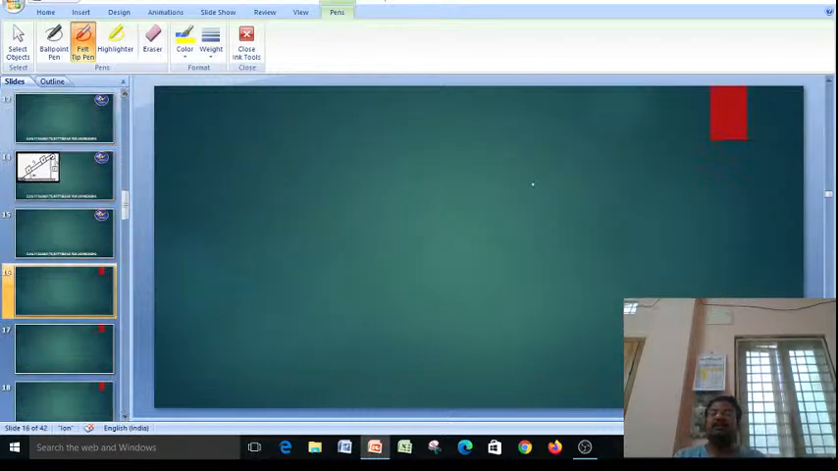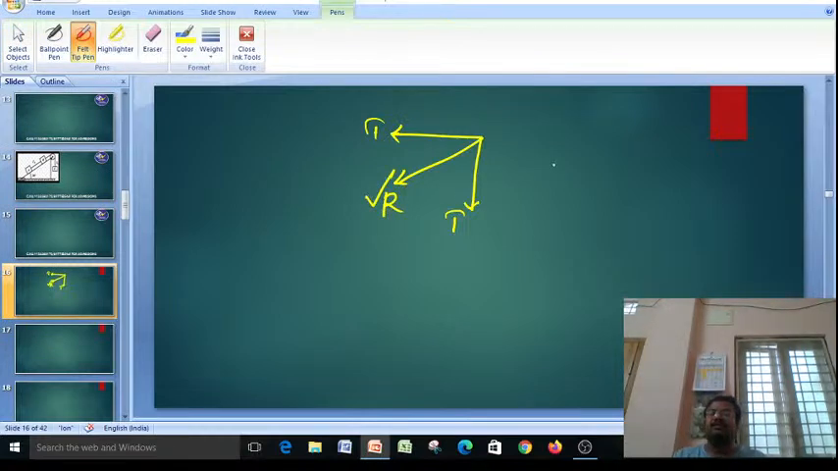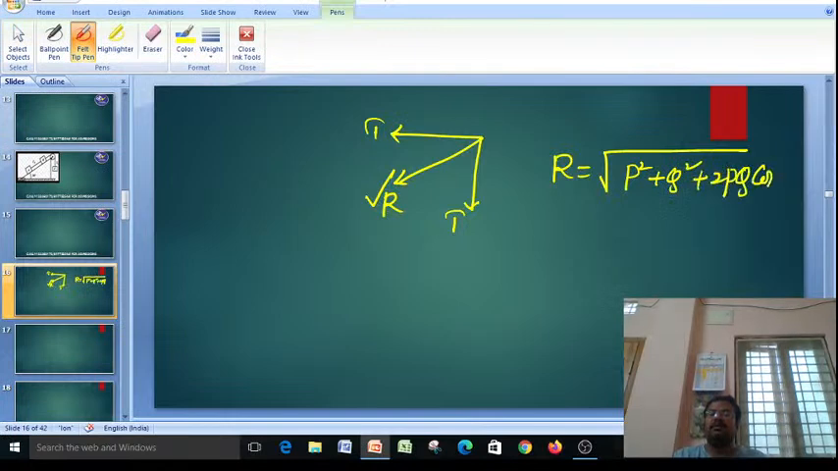So two vectors are acting perpendicular to each other, like this, for example. So tension T, tension T, both are vectors acting perpendicular to each other. Then what about the resultant? Resultant R. So it is not reaction, it is resultant. Resultant R is equal to the square root of P square plus Q square plus 2PQ cos theta.